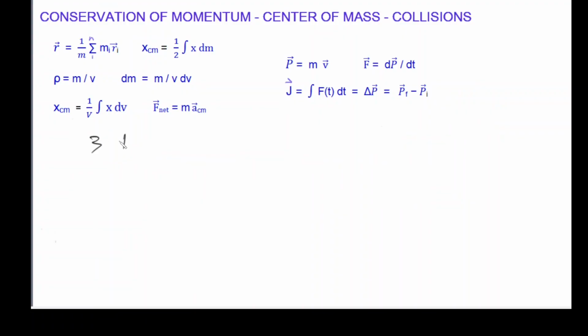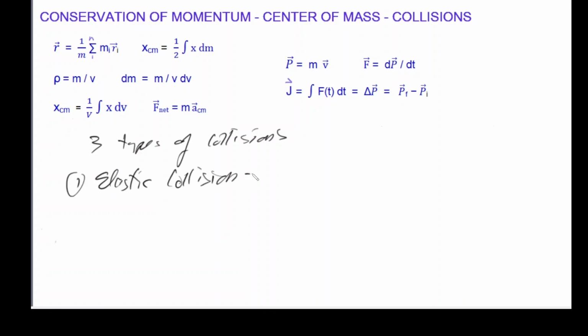There are three types of collisions. The first type is an elastic collision. And during an elastic collision, kinetic energy is conserved. So kinetic energy final equals kinetic energy initial, as well as momentum final equals momentum initial.